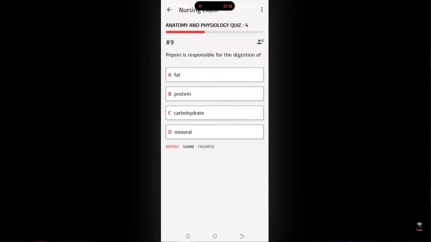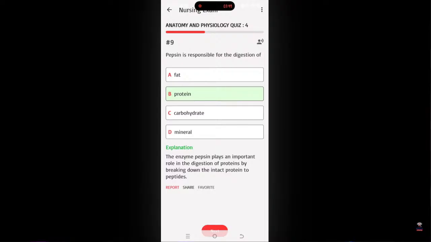Pepsin is responsible for the digestion of A. Fat, B. Protein, C. Carbohydrate, D. Mineral. Correct answer. The enzyme pepsin plays an important role in the digestion of proteins by breaking down the intact protein to peptides.